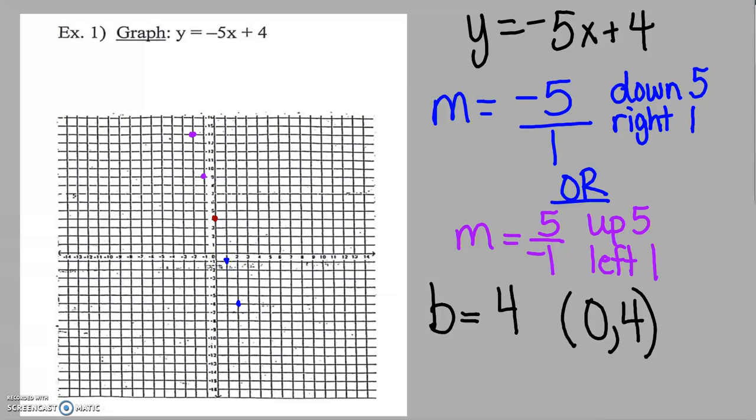So now I'm going to connect these points. And this is a line, so that means that it's continuous. And we're going to connect the points, extend it throughout the entire graph, and put our arrows on the end.